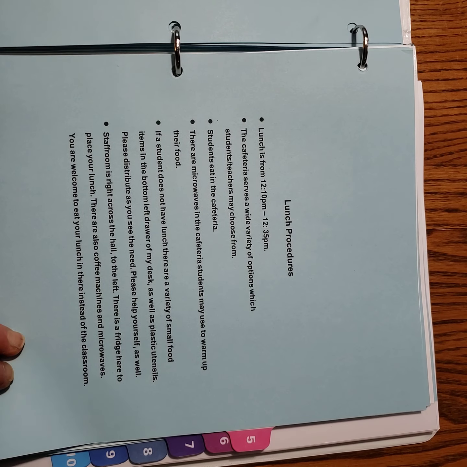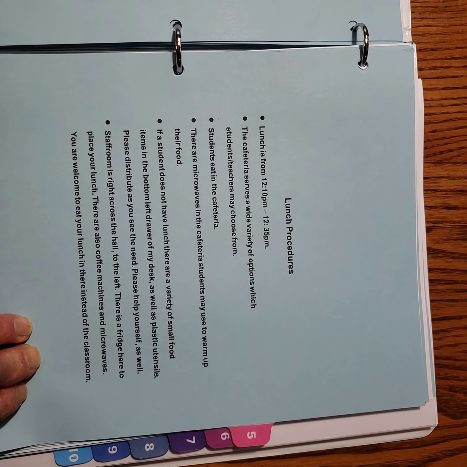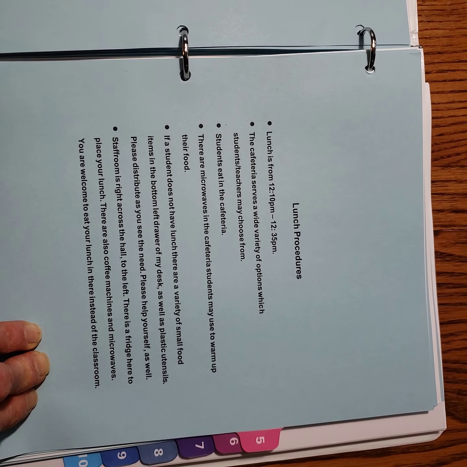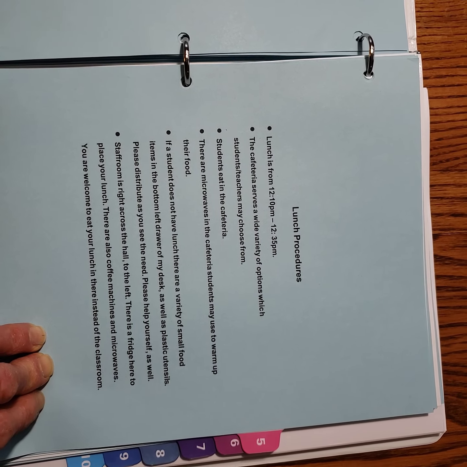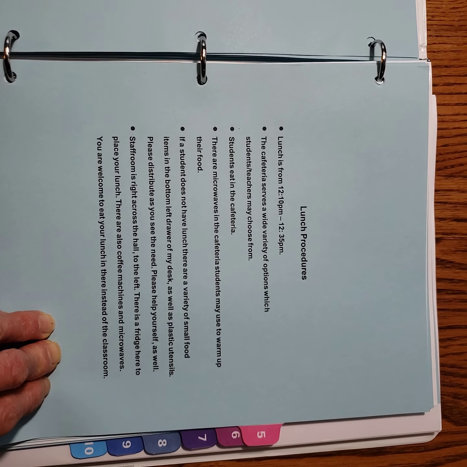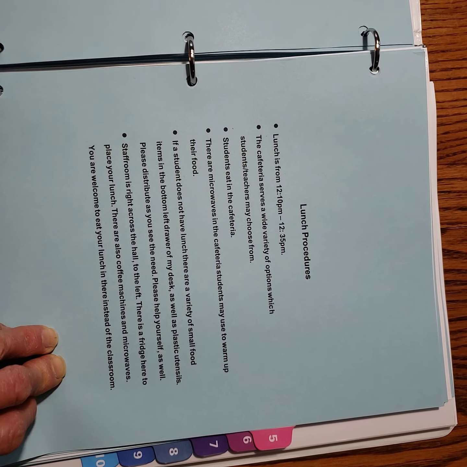Okay, next are lunch procedures. Lunch is from 12:10 to 12:35, and then the students have a choice of options of what they can do during the rest of the lunch period, which goes from 12:10 to 1:05.